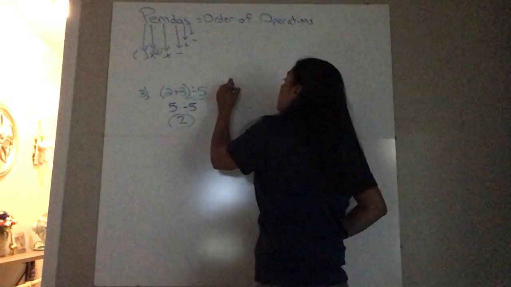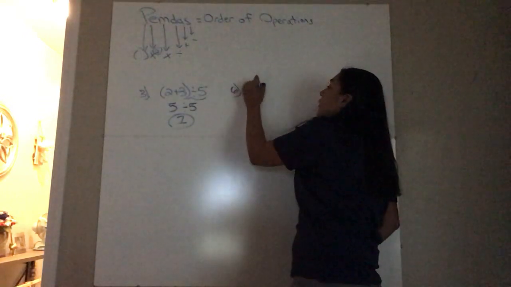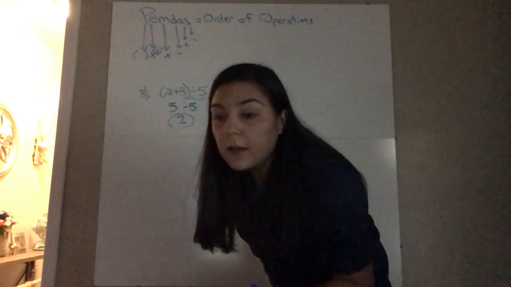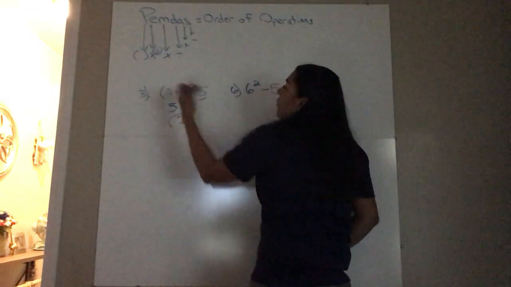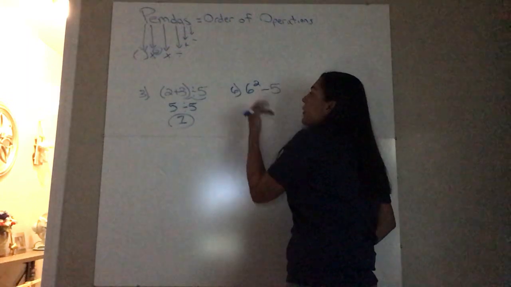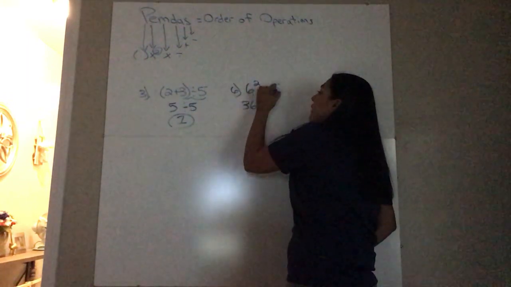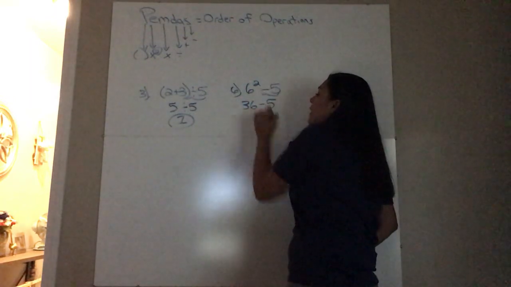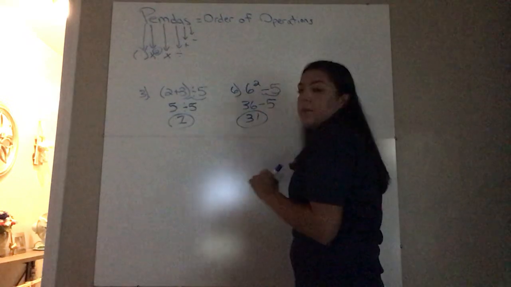Number 6 says 6 squared minus 5. Do we have any parentheses? No. Do we have exponents? Yes. So we're going to do our exponents first. 6 squared is really 6 times 6, which is 36. And we haven't used this, so we're going to drop it down. 36 minus 5 is going to give us 31.